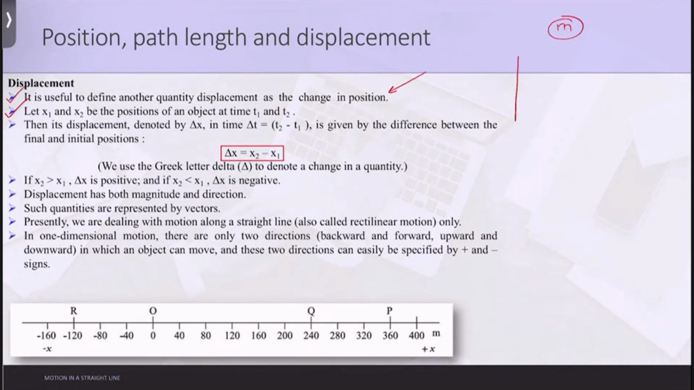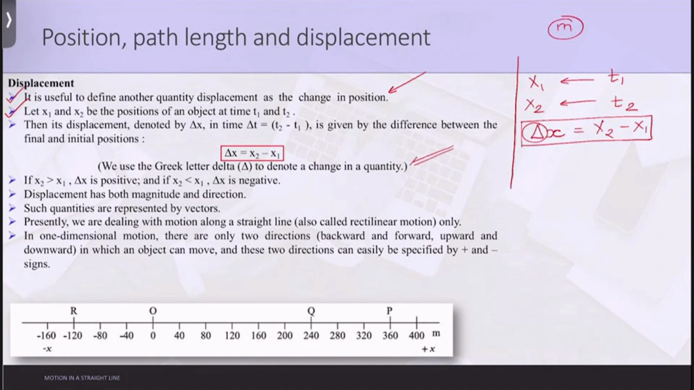So what is the basic definition? x1 was the position of the object at some time t1, and x2 was the position at some time t2. Displacement, denoted by delta x, is equal to x2 minus x1. That is the basic definition of displacement. We use the Greek letter delta, the triangle, to denote a change in a quantity. Always remember, change is always and always calculated as final minus initial.